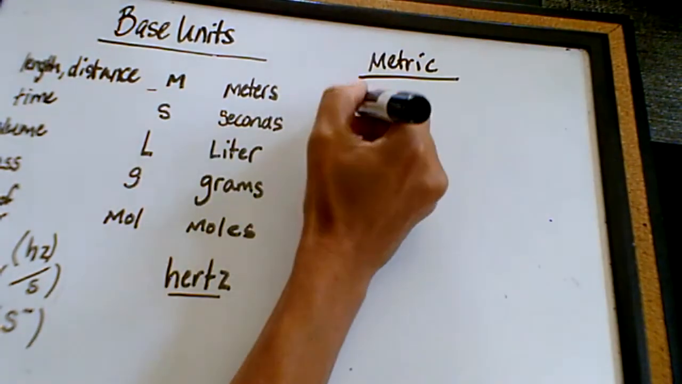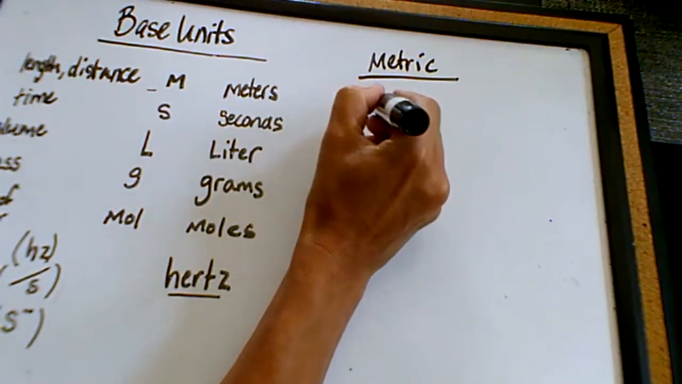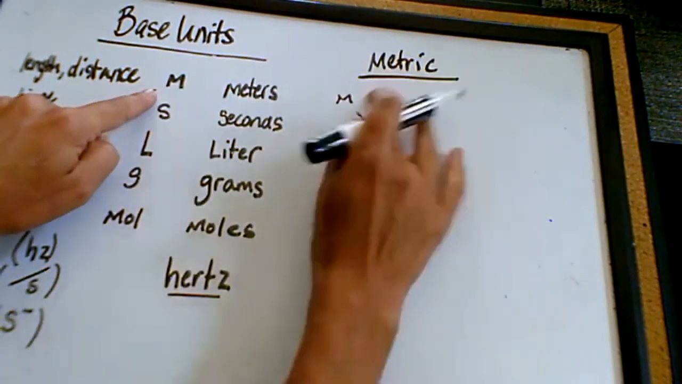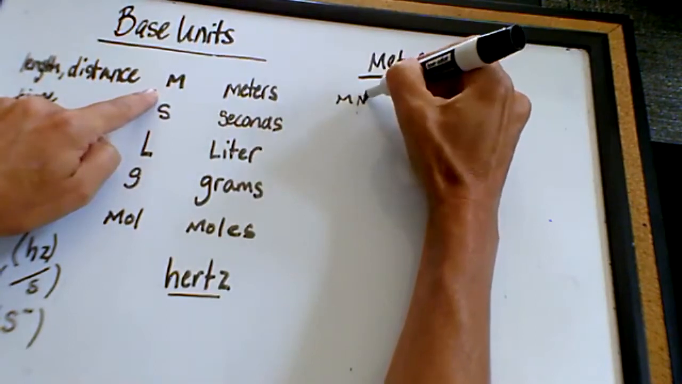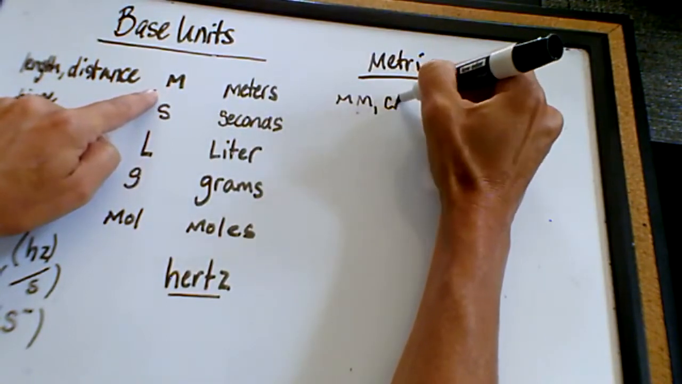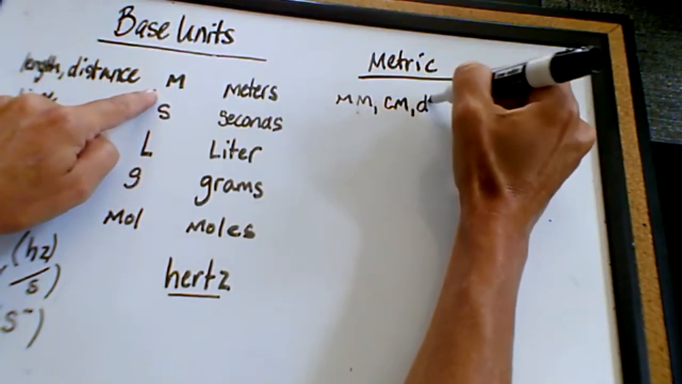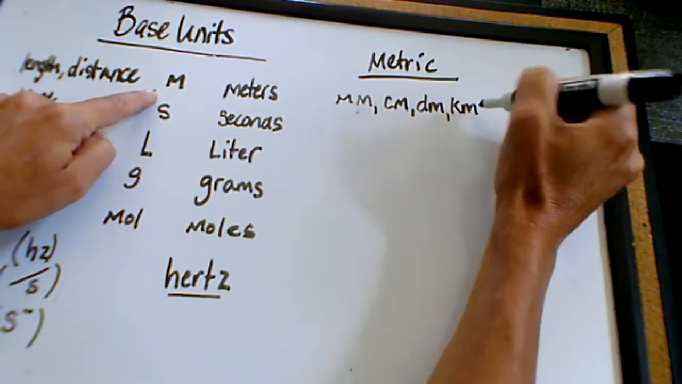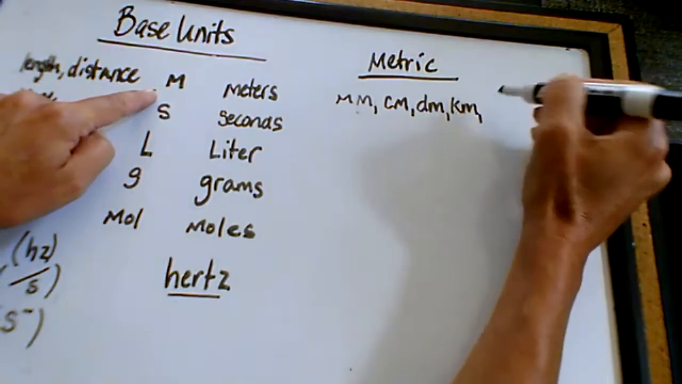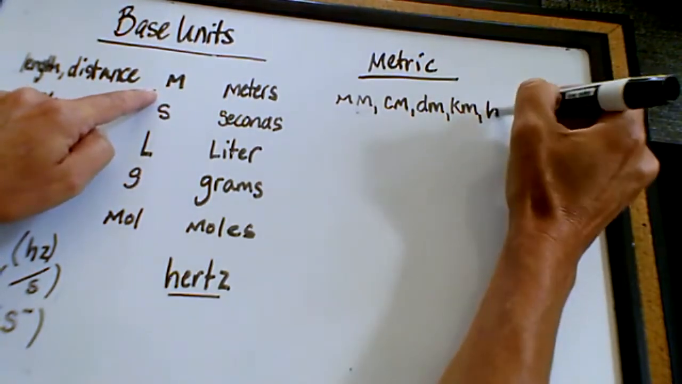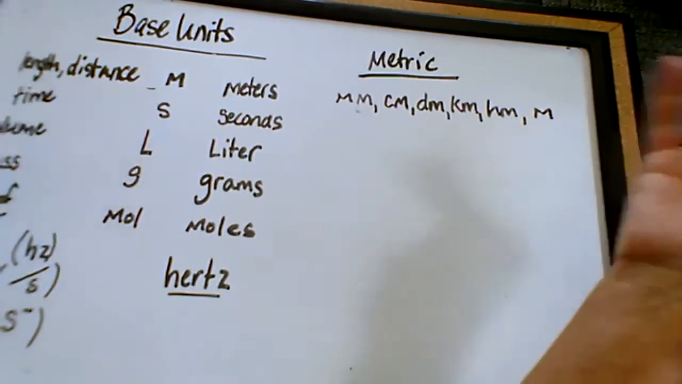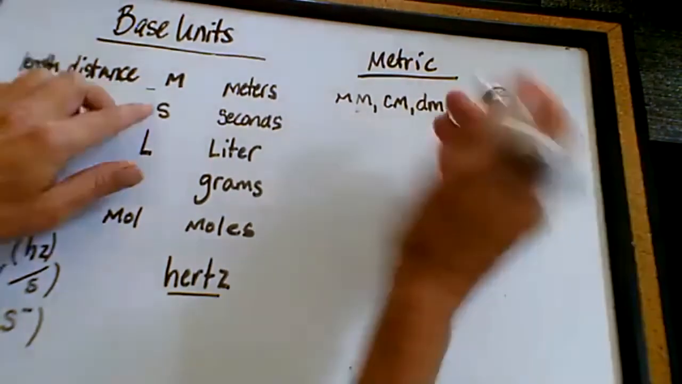But you might see like milliliter. Oops, we're dealing with meters. So I'm trying to be consistent. Maybe I have millimeters. Maybe I have centimeters, right? Maybe I have decimeters, kilometers, right? I could continue on, hectometers, or maybe I just have a meter, all right?